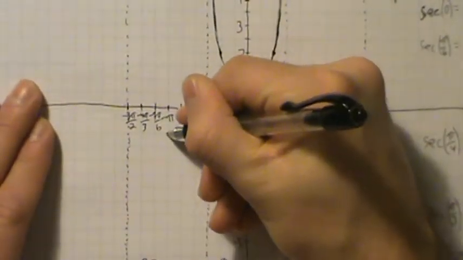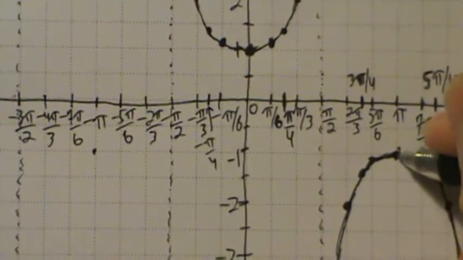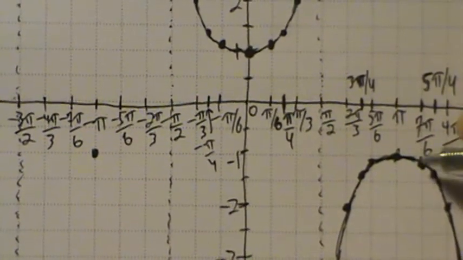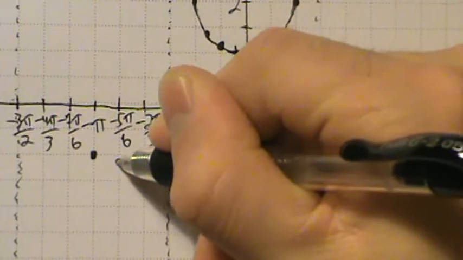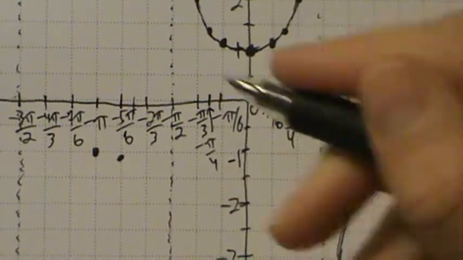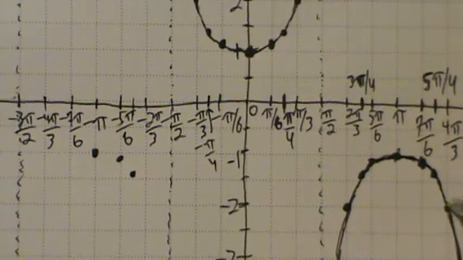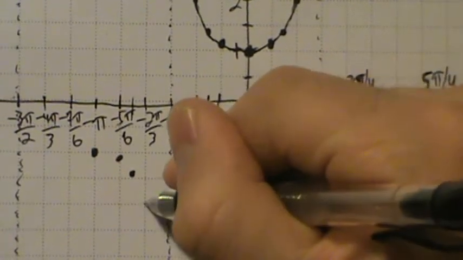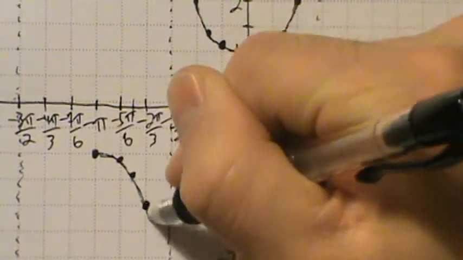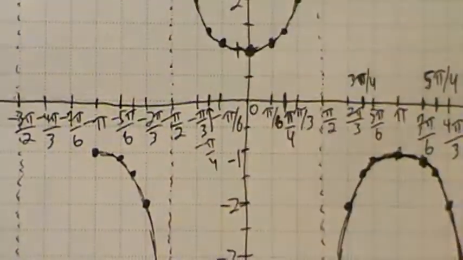So this point right here gets reflected to this point. This point gets reflected to this point right here. And this point gets reflected to this point. This point over here gets reflected to this point right here. Then we can connect those dots and extend. Don't touch the vertical asymptote. Remember, never touch a vertical asymptote.